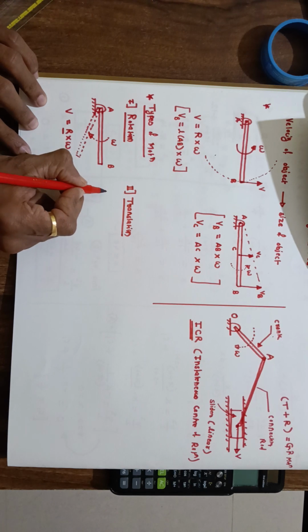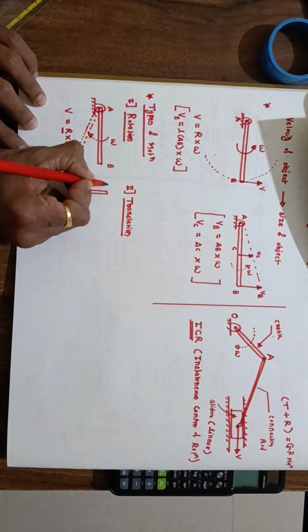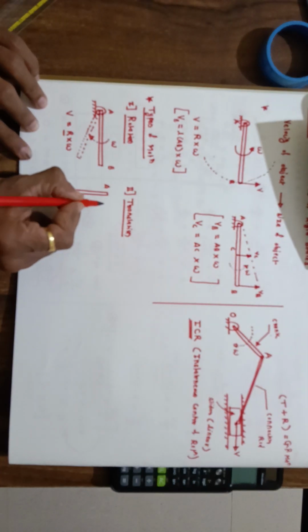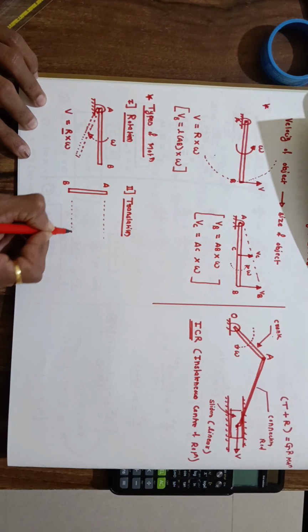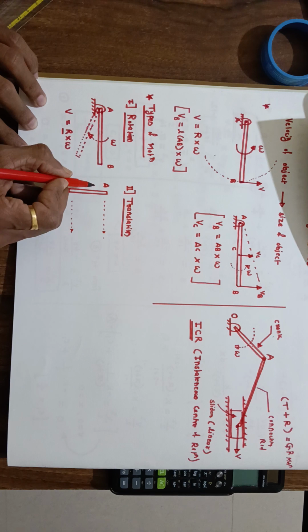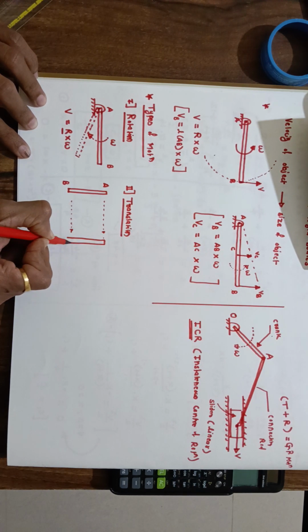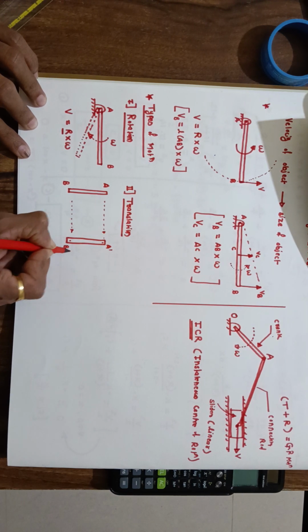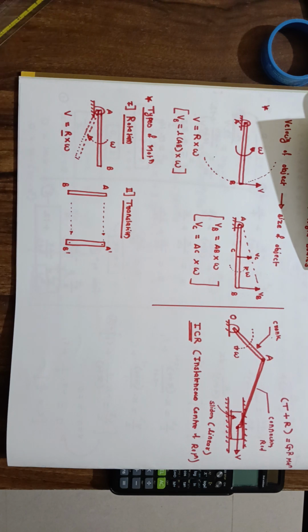So pure translation means, let us take this object AB which is vertical. If I displace the object from this position to another position like this, so this is A dash and this is B dash, without changing its angle, then this is called a pure translation.